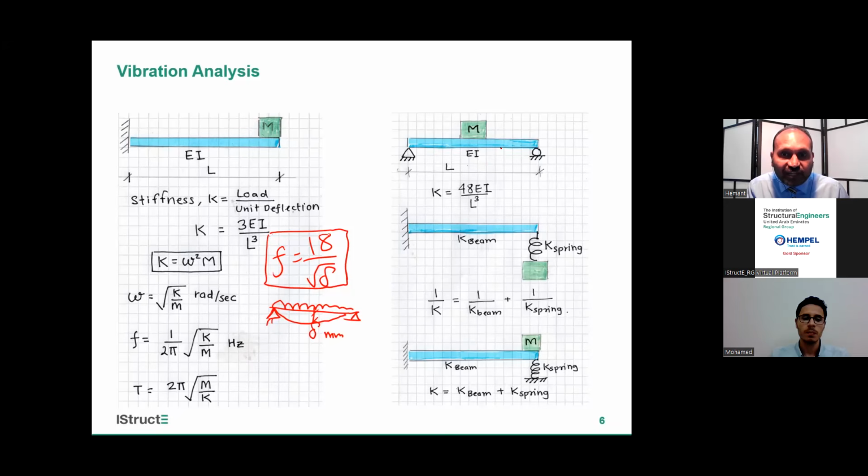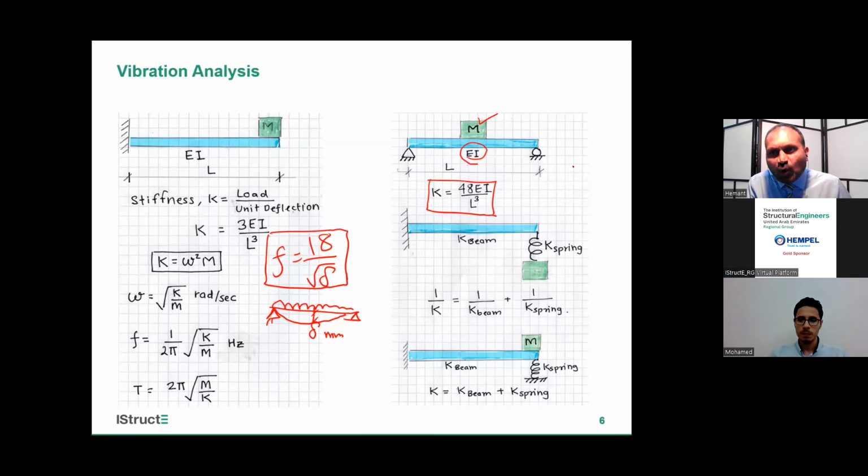Second example here, I have taken a beam with a mass at the center, with stiffness EI and mass. The deflection for a simply supported beam, we remember, is PL cube over 48 EI. So I can get the stiffness, which is the load required for unit deflection. I put delta equal to one, so this is my stiffness. And now to calculate frequency or time period, I put it into this equation.